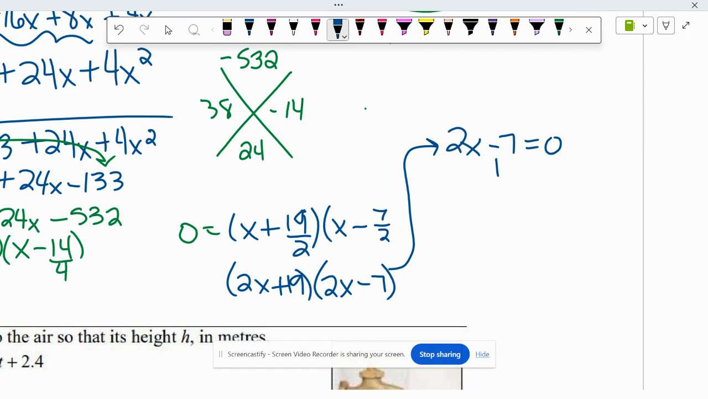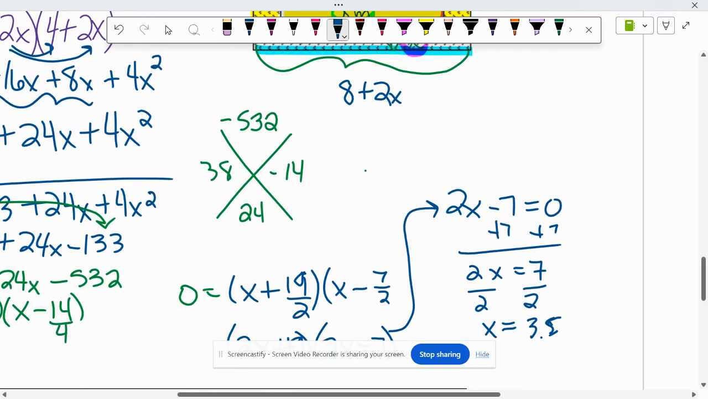Plus 7 on both sides. So I'm going to add 7 on both sides. That gives me 2x equals 7. Divide by 2. X equals what? Well, let's put it in terms of a decimal because it terminates. So that way we get 3.5.